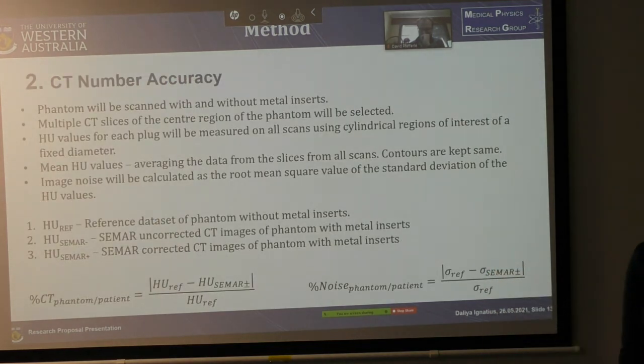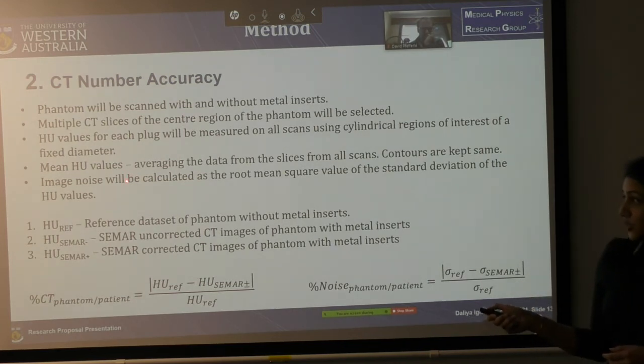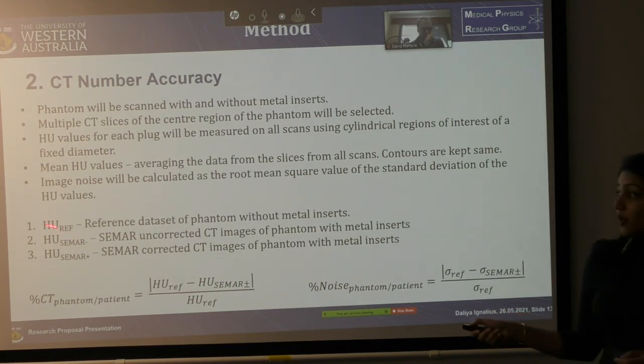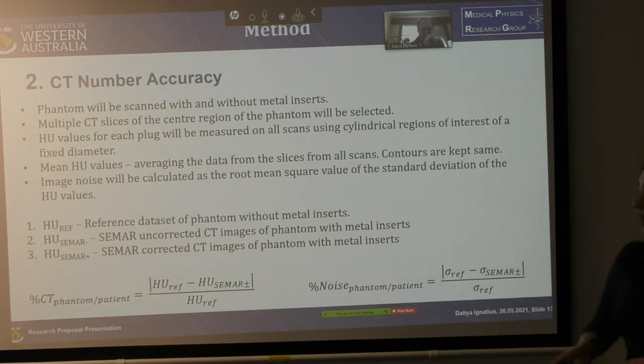And in terms of CT number accuracy, we will scan the phantom with and without the metal inserts, and multiple CT slices of the relevant region of the phantom will be selected. The HU values will then be calculated. Mean HU values and image noise will be calculated while keeping all the contours the same. And then we'll end up with these 3 sets of data. One will be the reference with no metal implants, and the second one will be SEMAR unprocessed. Third will be SEMAR processed, and we'll use these equations here and also other statistical analysis.